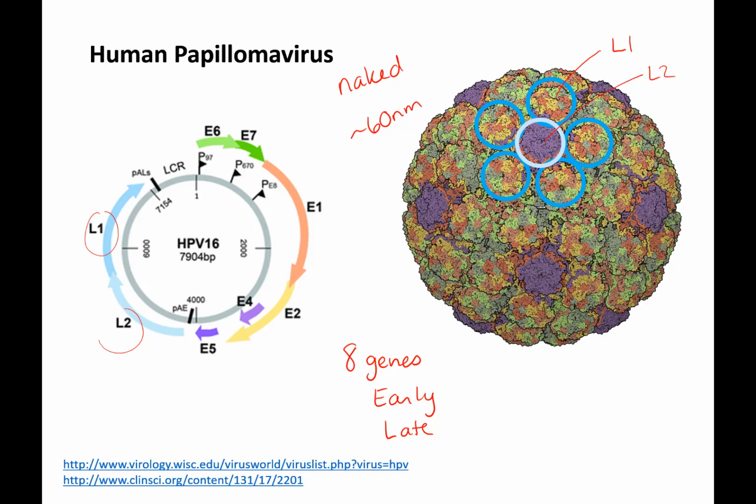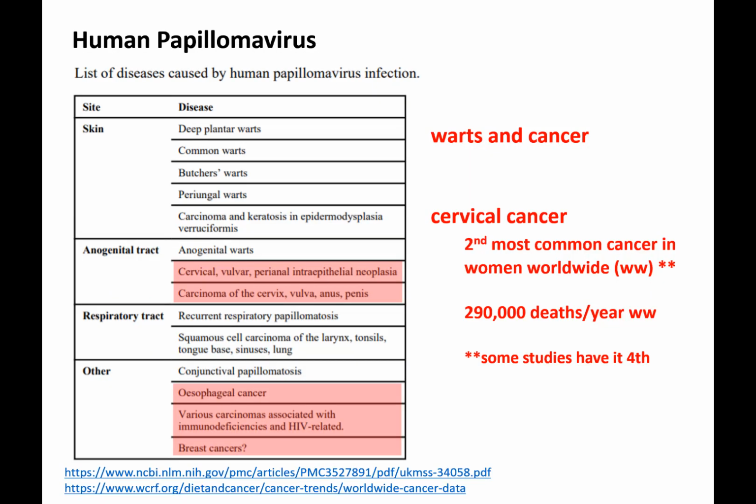Like I said, there's 2 stages of gene expression. The early are all the regulatory genes, and the late are the viral capsid genes. One of the reasons HPV is interesting, and there's a lot of research on it, depending on which paper you read: 95 to 99% of all cervical cancer is caused by HPV infections. Somewhere between the 2nd and 4th most common cancer in women worldwide.